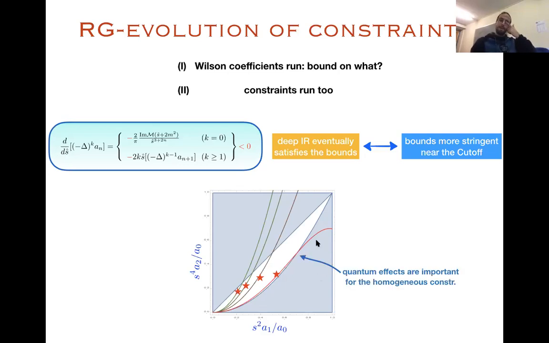And this is very important, to include the quantum effects for this type of trajectories here in the energy evolution, because this boundary here is the one associated to the homogeneous conditions that classically do not know anything about the cutoff. So for those, including the running effect is very important. And we will see an effect in a second.